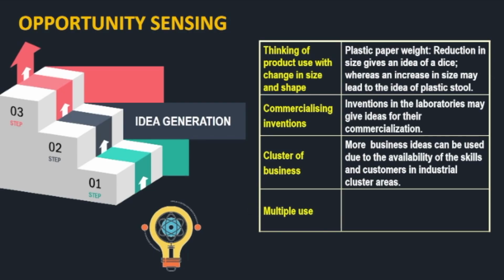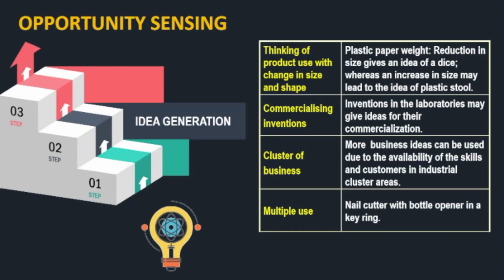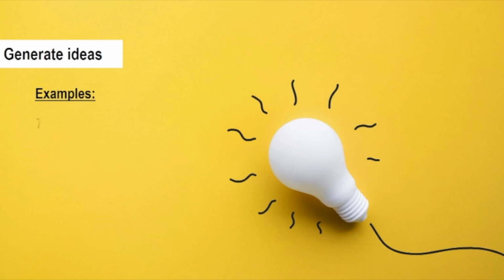Then multiple use: certain uses are conveniently combined, giving ideas for new products, like a nail cutter with a bottle opener on a key ring. Even a Swiss knife, a small knife which has a lot of functions. And there are a lot of examples, like the tiffin service or dabba service. People who live in metropolitan or big cities, staying alone and working there, need food, so the tiffin service or dabba service came from there.